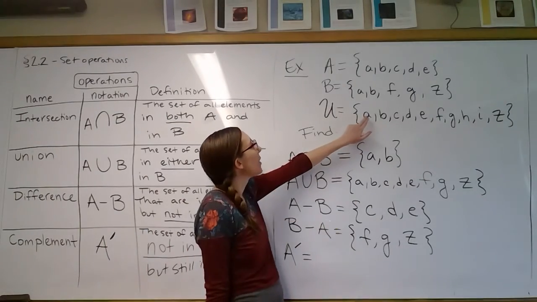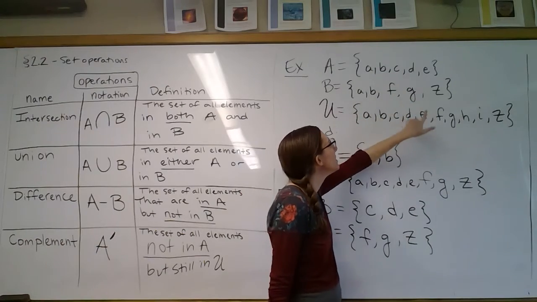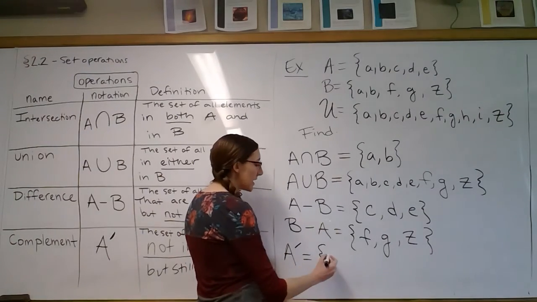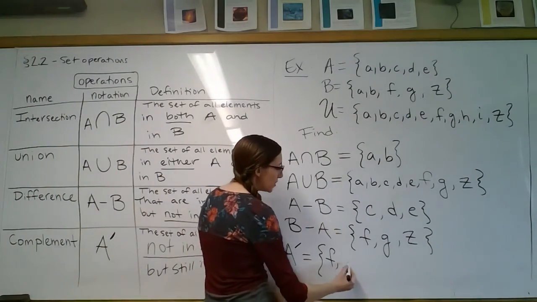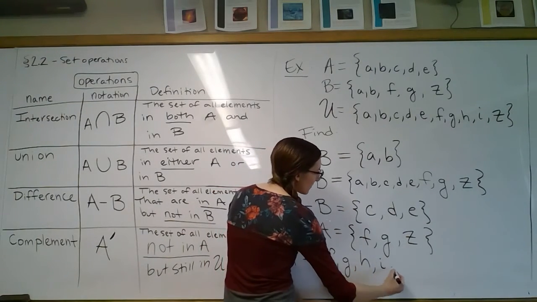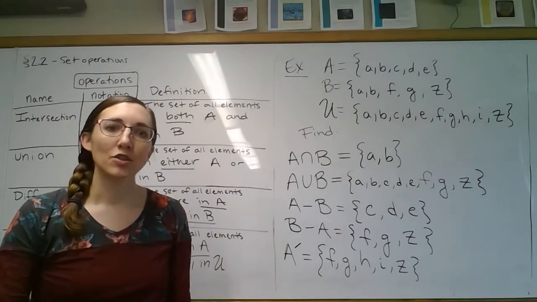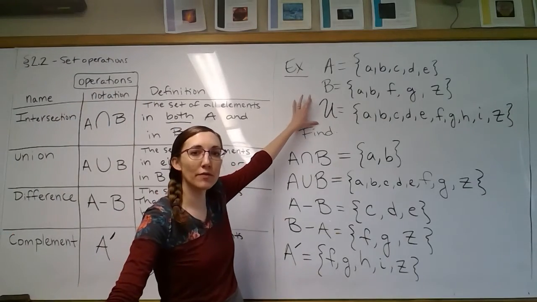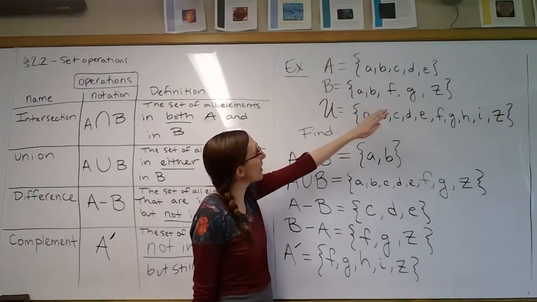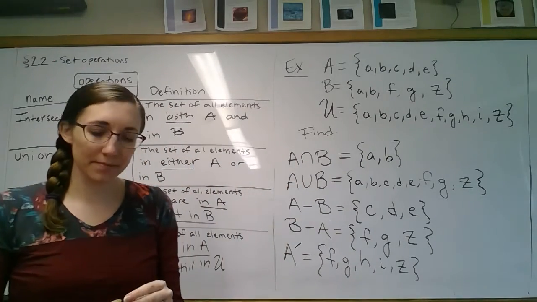So do I keep little a? No, because it's up here. Do I keep B? No. C? No. D? No. E? No. But then I will keep F. I will keep G, H, I, and Z. So we're taking everything that's in the universal set that's not in A. So get rid of all of the elements of A. It's almost as if we just crossed them off and said, what are we left with?